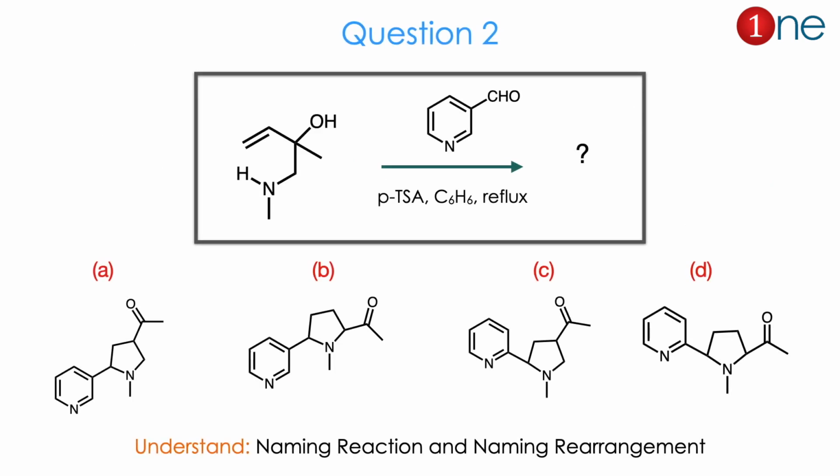Then question number 2. The starting material is a linear chain with many functional groups: alkene, amine, alcohol and alkane. Here reagents are pyridine aldehyde and para acid, benzene in heating reflux condition. They ask you to find the product. The products are mostly pyridine-substituted 5-member rings, and in which way the reaction happens is the real question. Whether the ring is attached in the first position or second position, or the carbonyl position, on 1 or 2 in the 5-member ring. So you have to understand that from the reagent it's a named reaction and a named rearrangement also there.